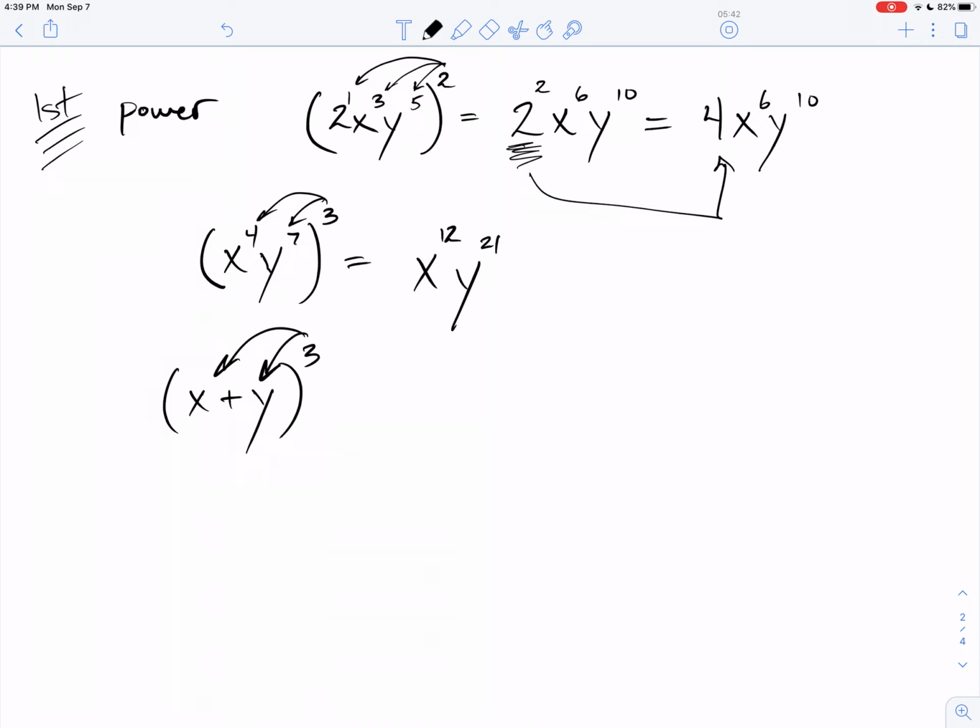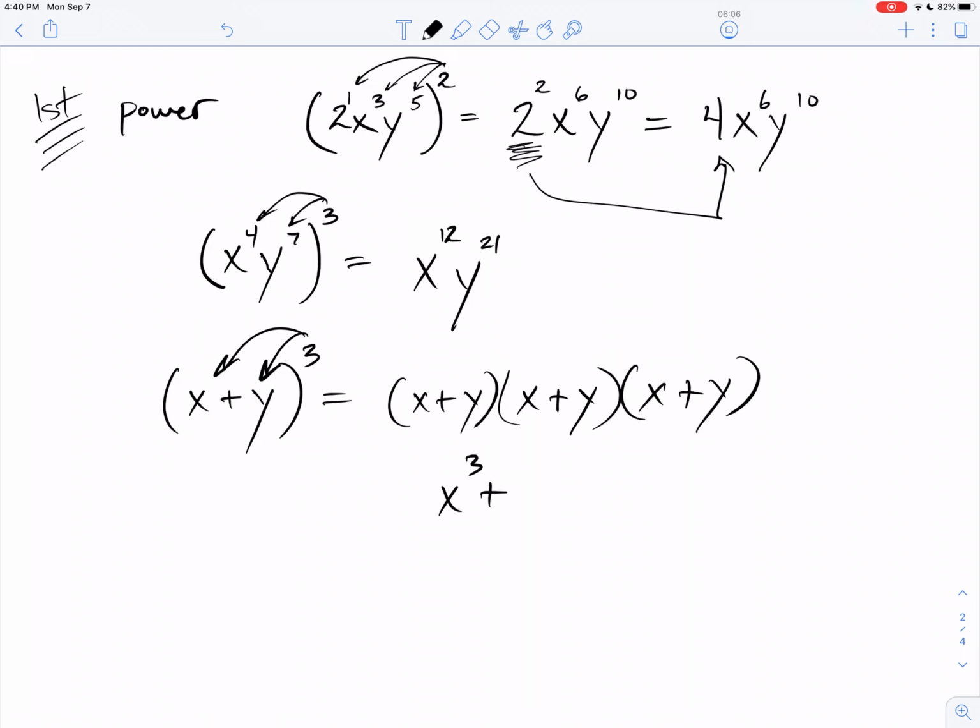Well, this means x plus y times x plus y times x plus y. That's what that means. So if you were going to multiply that thing out, you are going to get a whole bunch of junk. You're not going to just get this. That is not the answer.